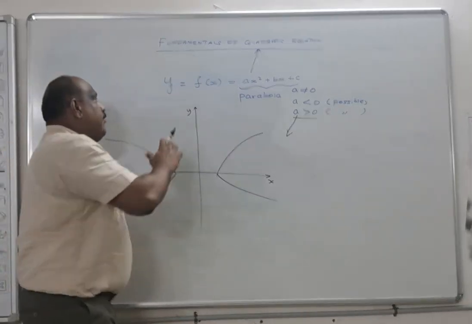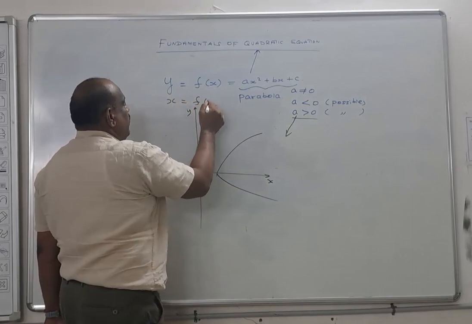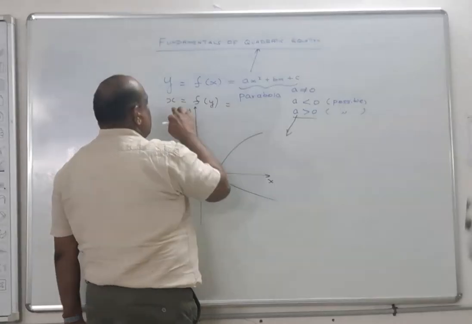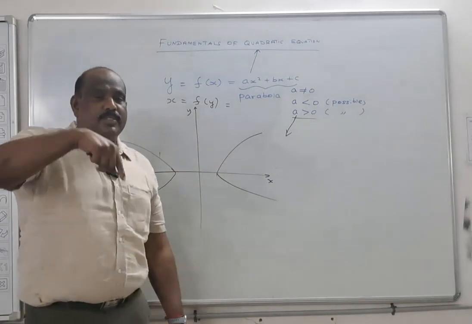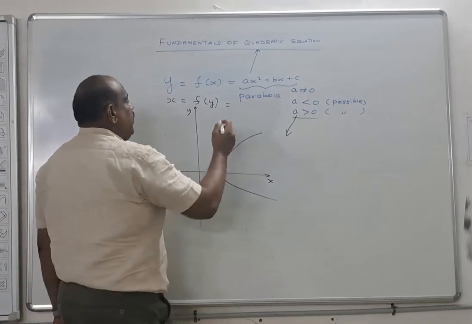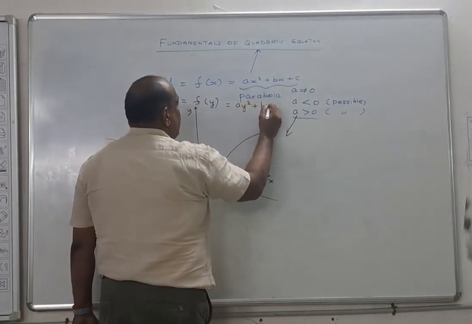Now the graph will not be y equal to f of x. Now the graph will be x equal to what? f of y. Now x depends upon y. Now x becomes the dependent variable, and y becomes the independent variable. Instead of a x squared, it will be a y squared plus b y plus c.